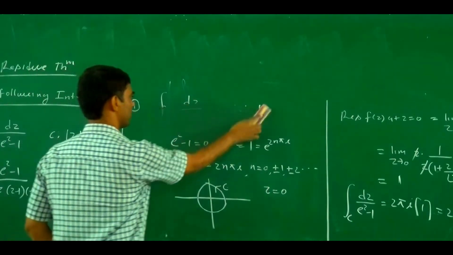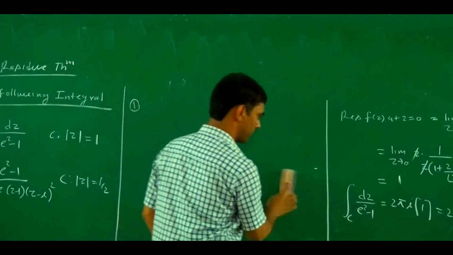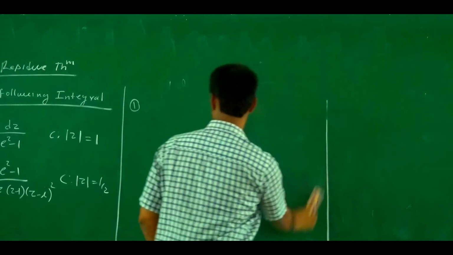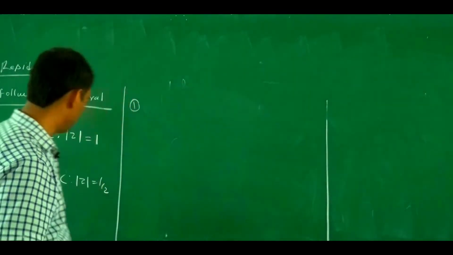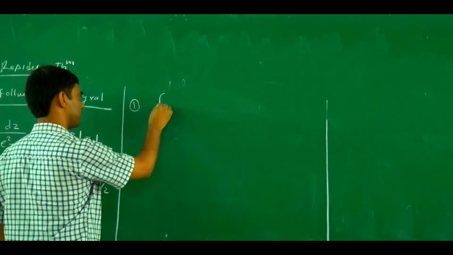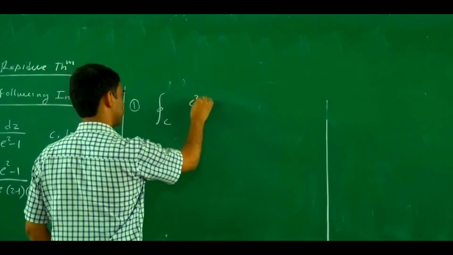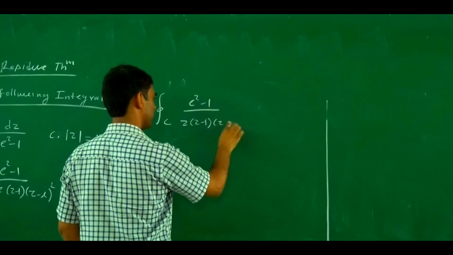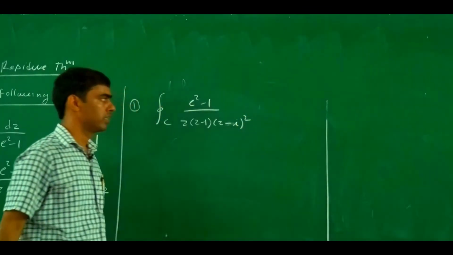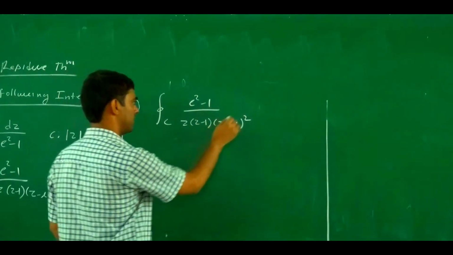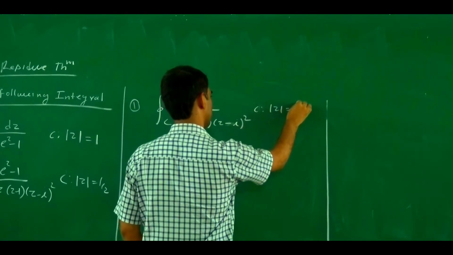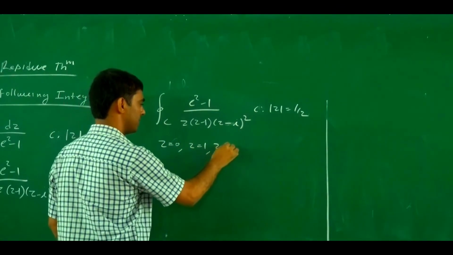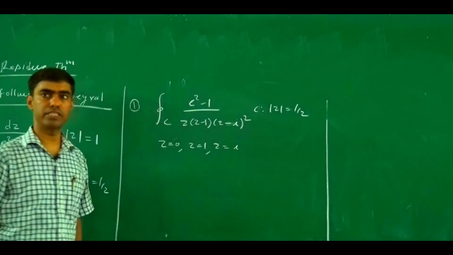Value of this integration. Now we solve the second one. Very quickly we solve the second one, then we finish the lecture. So if we closely observe here, integrate over C, e to the power z minus 1 divided by z into z minus 1 into z minus i whole square. So there are three singular points, and C is what? C is mod z equal to 1 by 2. z equal 0, z equal 1 and z equal i. These are the three singular points.